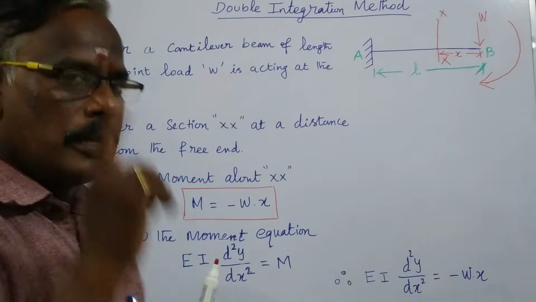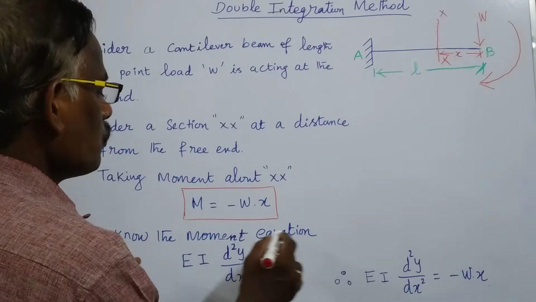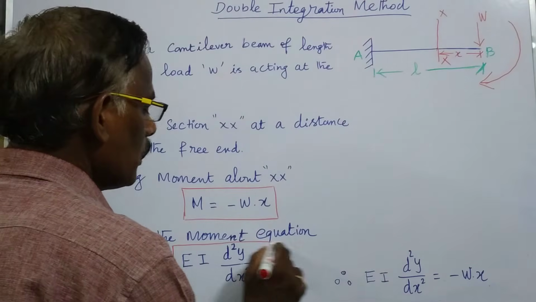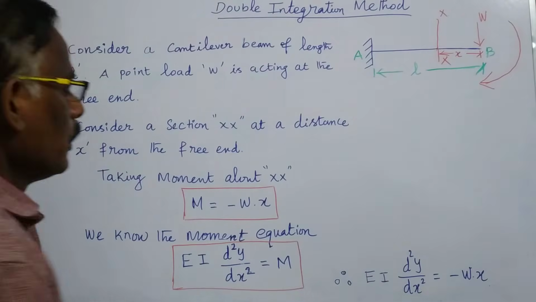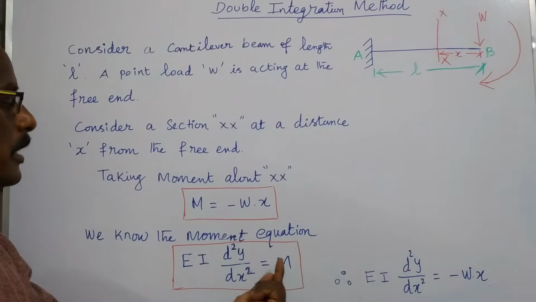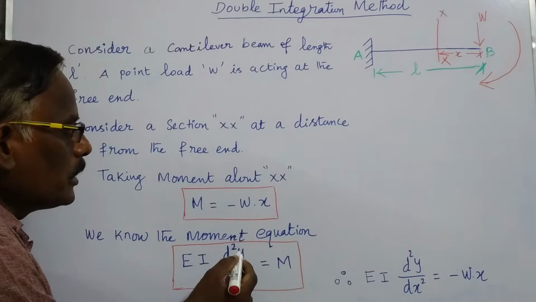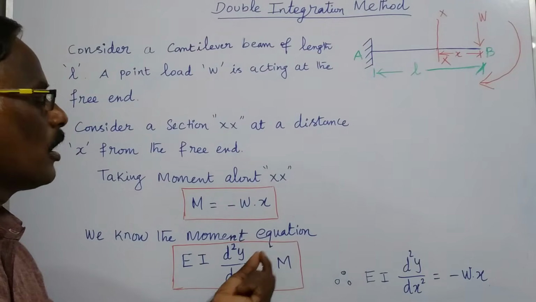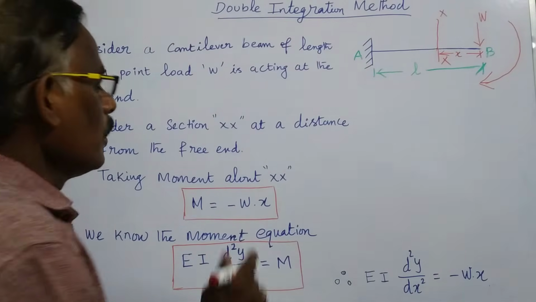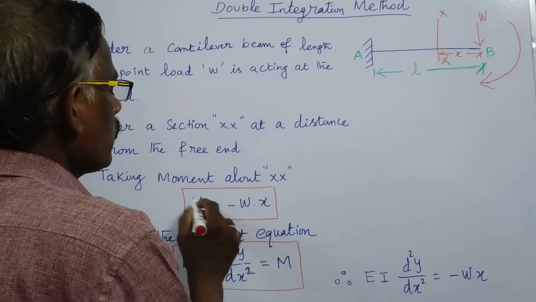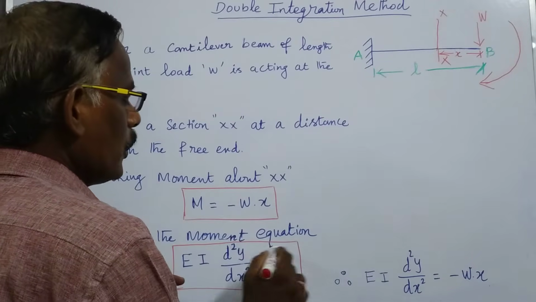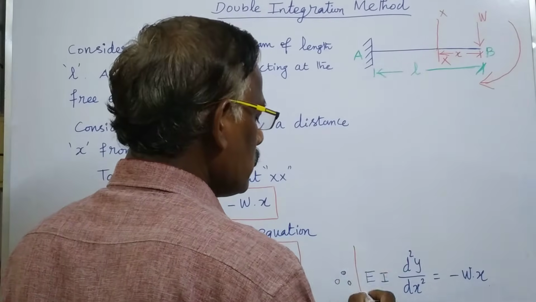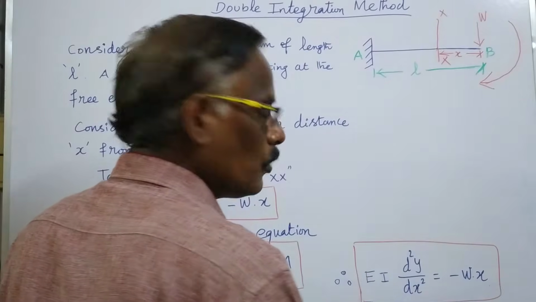Already we discussed in the earlier video the generalized moment equation, that is, EI into d squared y by dx squared is equal to M. This is the generalized differential equation for the moment. Now, put this value, instead of M, minus Wx. Putting this value here, what do we get? EI into d squared y by dx squared is equal to minus Wx. Could you understand this?